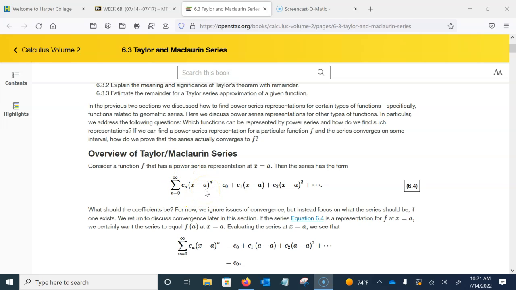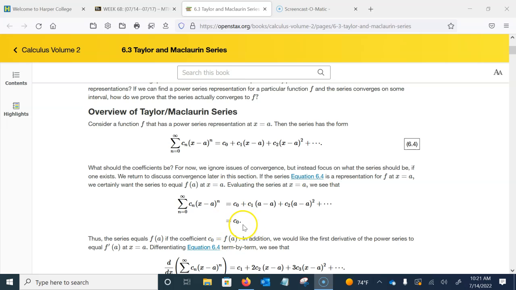Now, if we evaluate the power series at a, then all of these terms that have powers of x minus a will vanish, and all I'm left with is this constant c0. So evidently, f at a is the constant c0. Remember, this is a power series expansion with these c sub n's. So all you have to do to find c sub 0 is plug the value a into our power series. So notice that c0 is f at a.